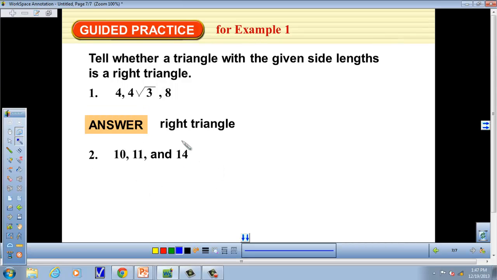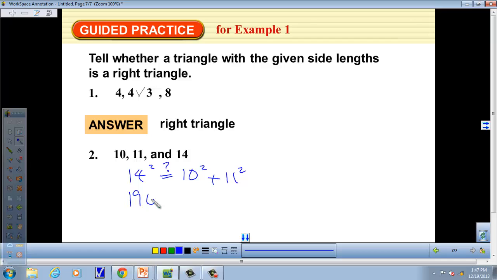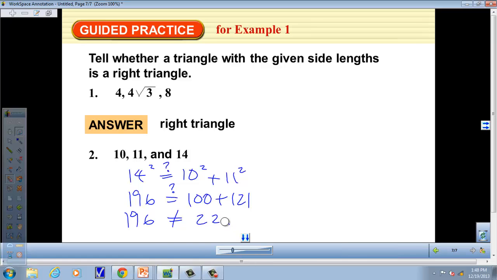And how about 10, 11, and 14. 14 it would be our hypotenuse. We say 14 squared, and we say question mark here. That's going to be 10 squared plus 11 squared. This is 196, and again we don't know, but it should be 100 plus 121, and we can see that 196 is not equal to 221. Whoops. 221, so therefore it would be no. Okay.